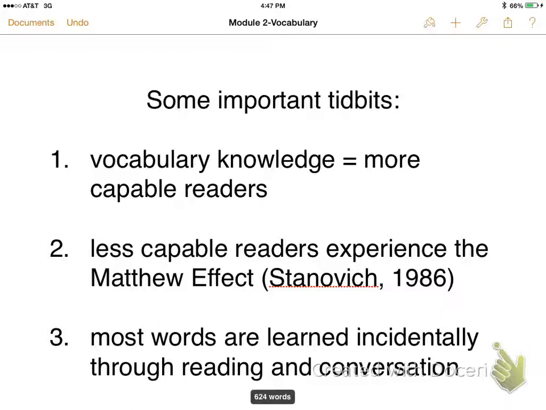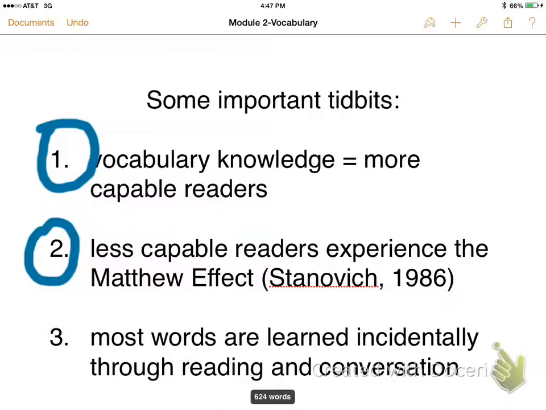Number 1, vocabulary knowledge equals more capable readers. In other words, the more vocabulary that my students know, the more capable readers they are. I've got to stay on top of it. Number 2, less capable readers experience what is called the Matthew effect. Now, you read about that in your chapter, but let me talk to you about the Matthew effect for just a minute.